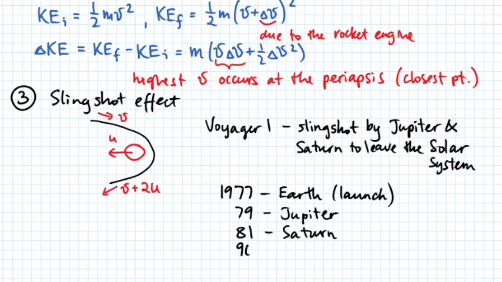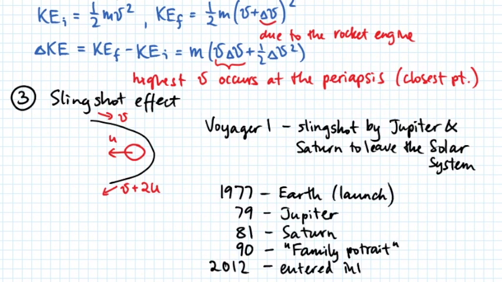In year 90, it made the famous family portrait, which was a picture of 6 of the main planets of our solar system. And in 2012, Voyager 1 entered interstellar space. Voyager 1 mission would not be possible without the use of slingshot effect.